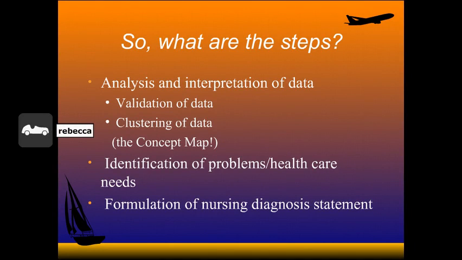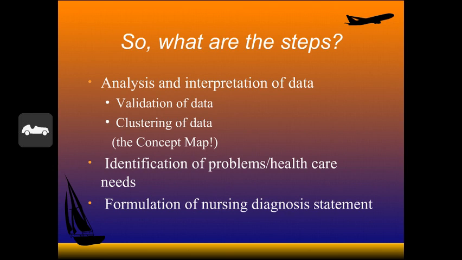So what are the steps? How do you begin creating your nursing diagnoses? Well, the first step is going to be gathering data. You're going to take vital signs from your patient. You're going to do your physical assessment of your patient. You're going to look at their history and physical and their admission database. All information that you're going to put together and cluster on something that we're going to discuss later called the concept map. You're going to analyze and interpret this data.